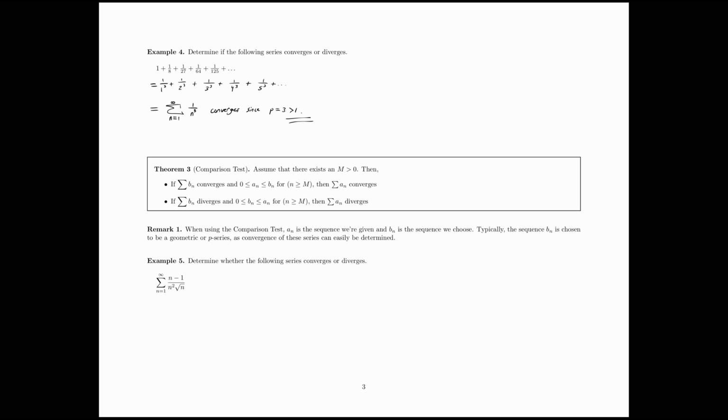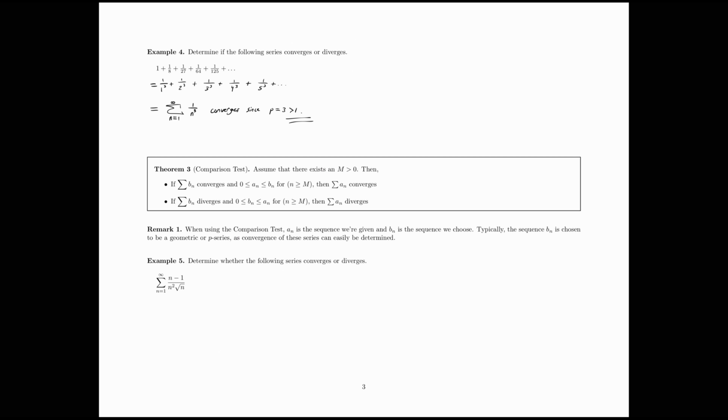All right, the next test that we have is the comparison test, which is something that we've already done more or less when we were looking at improper integrals, the comparison theorem for improper integrals. It's exactly the same idea. We have some series that we are given, and so that series would be a sub n.